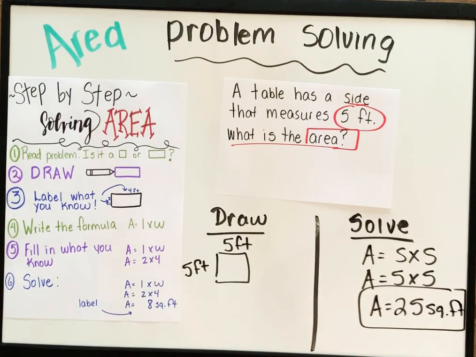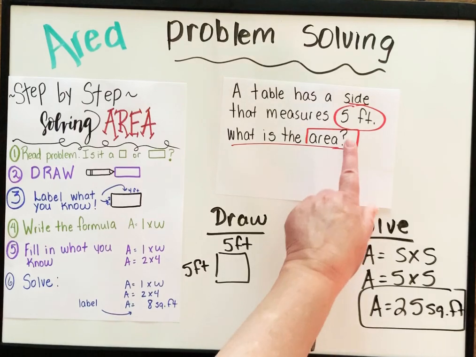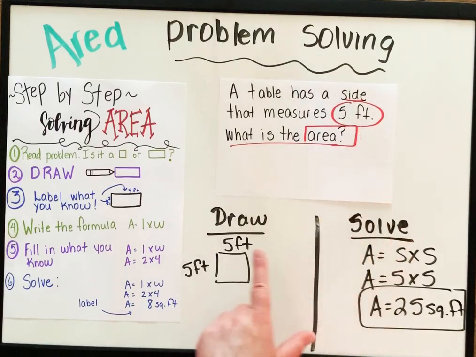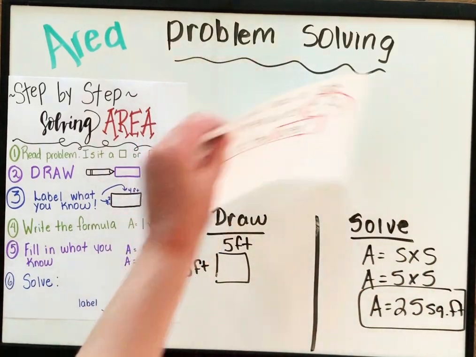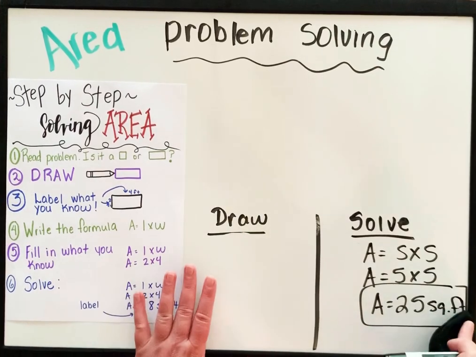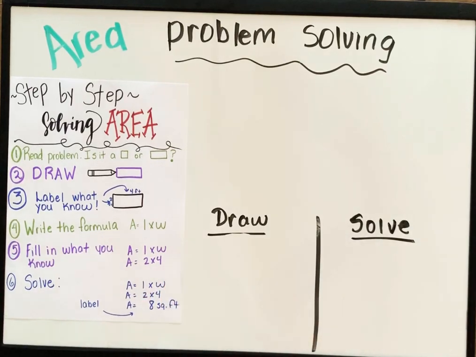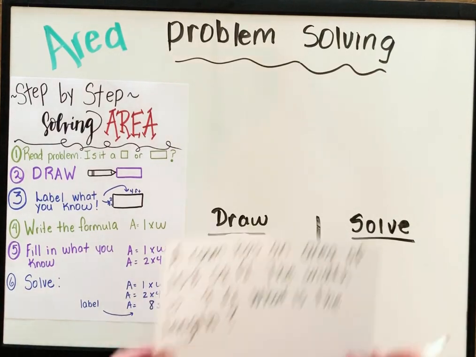Those were pretty basic. So just remember, whenever you see the word side, it's probably going to be a square. And if you're given one number, that's probably going to be a square as well. So I had two clues there that were talking about a square. Let's look at another problem. So again, I'm going to erase my draw, my solve. We're going to leave everything else there. Here we go. Let's look at another one.